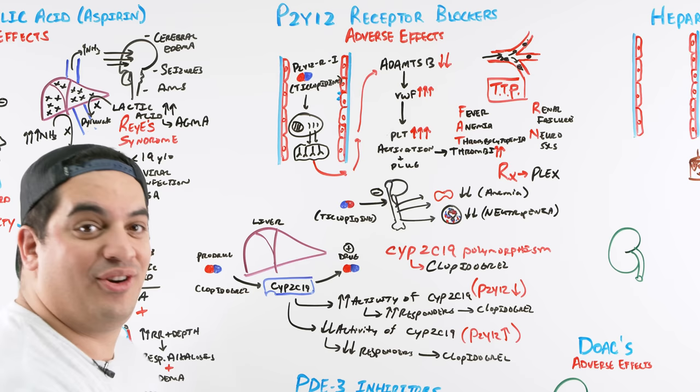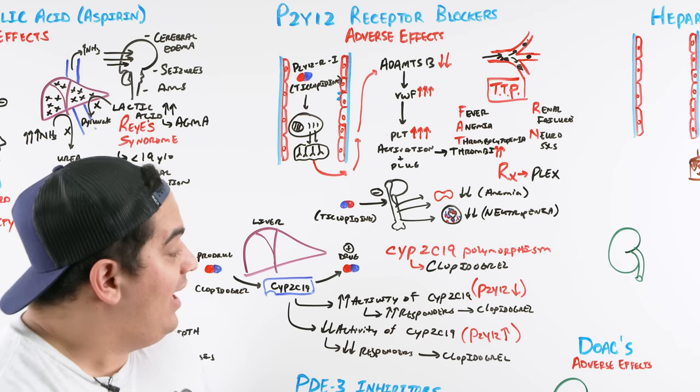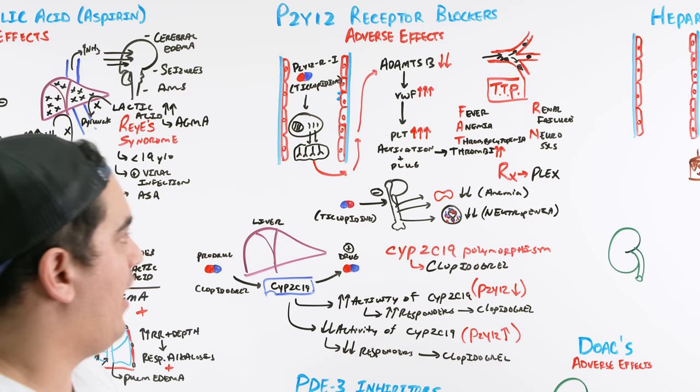We're testing the platelets for this particular receptor. If there's a lot of inhibition, meaning they are good responders, it should be low. If we have poor responders, they should have high P2Y12 levels. So that's something we can check. All right, my friends, those are the things we have to watch out for in this drug category.